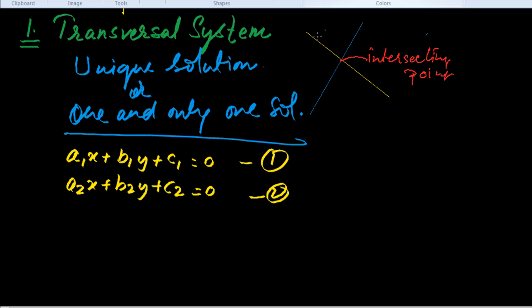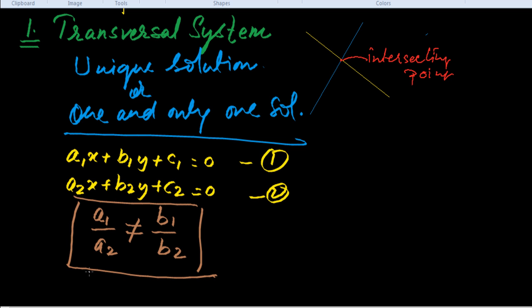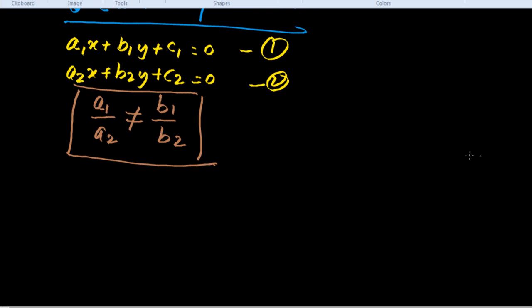So I would write it this way: a1 over a2 is not equal to b1 over b2, then it represents a unique solution. This is the first way to identify the transversal system. We can easily find it out. We just have to put the coefficients of x and the coefficients of y in ratio. If these ratios are not equal, then both lines represent a transversal system.